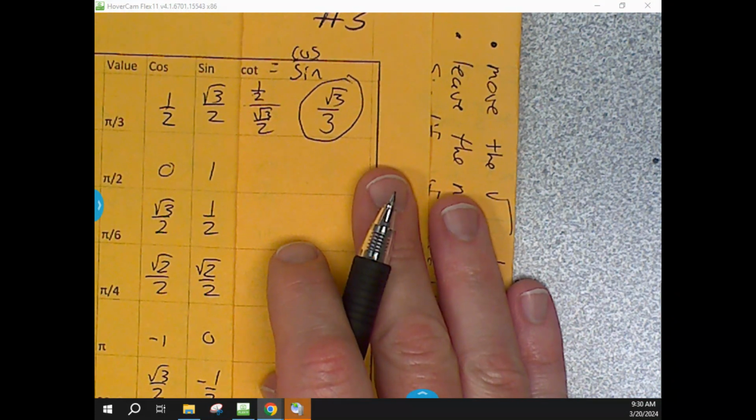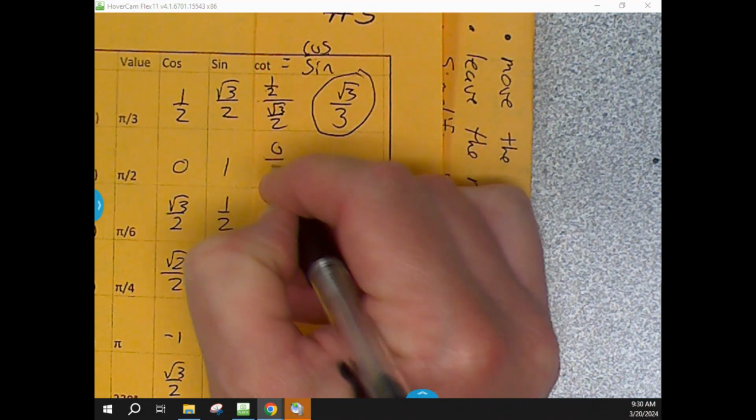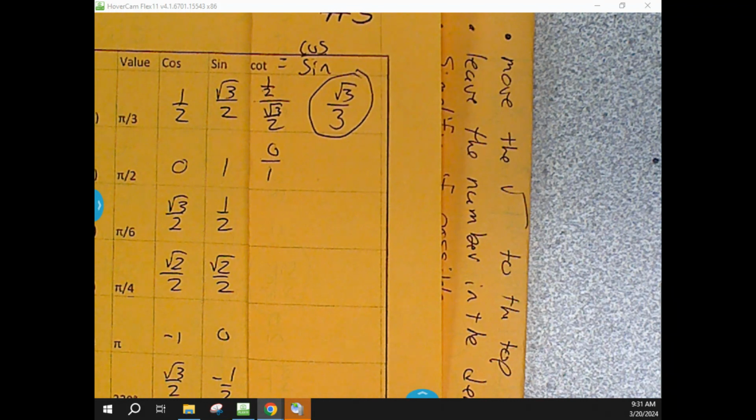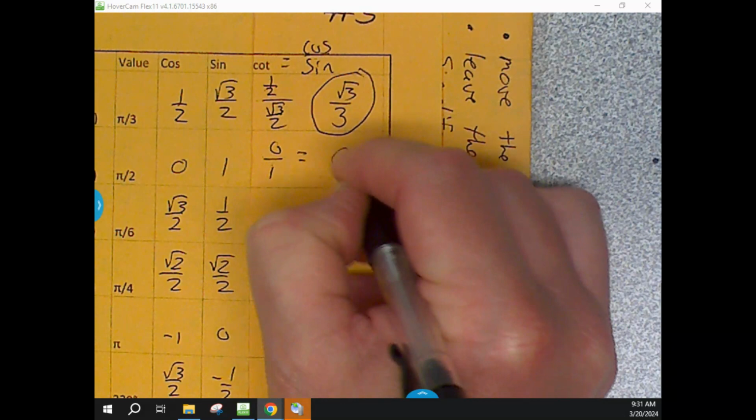Okay, so let's do another one here. So if we do cotangent of pi over 2, that needs to be cosine over sine. That is 0 over 1. 0 on top. The answer is 0. There we go. Now we get it.